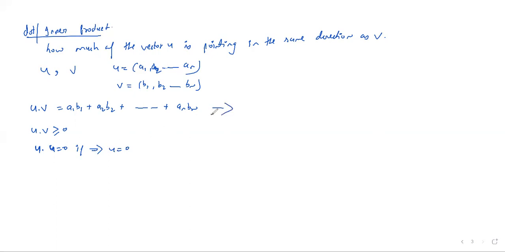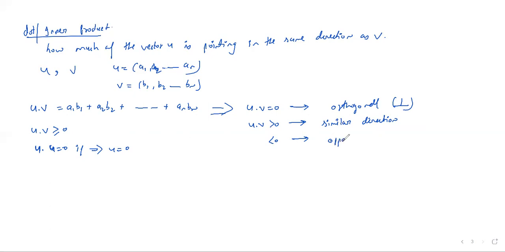Now from this we get some properties. If u dot v equals 0, then the vectors u and v are orthogonal, or we can say they are perpendicular to each other. If the dot product u dot v is greater than 0, then vectors u and v are in a similar direction. And if their dot product is less than 0, that means it is negative, then they are moving in opposite directions.